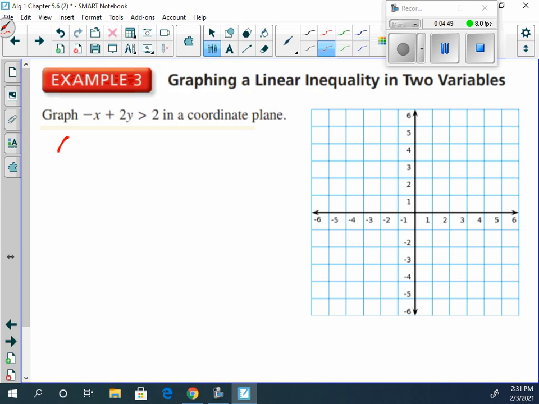Now, the points that we're going to use are actually the intercepts. We're going to have the x-intercept and y-intercept.